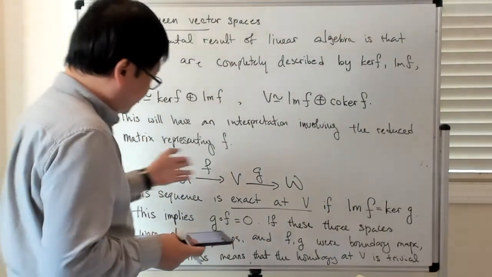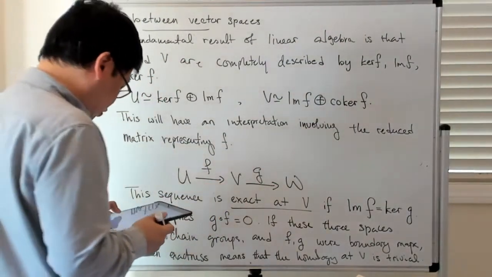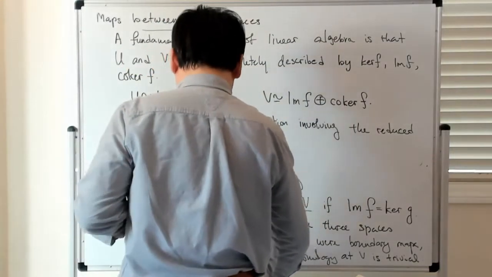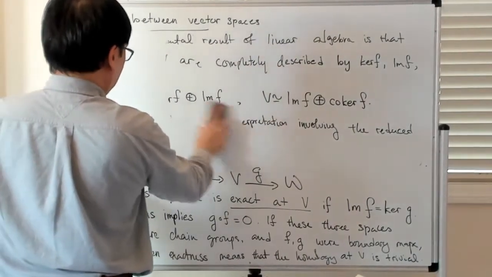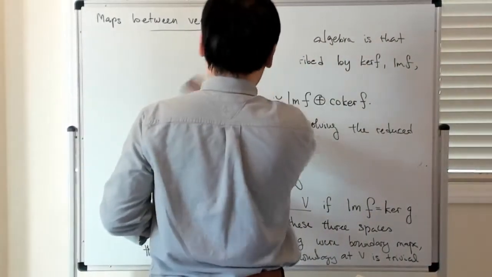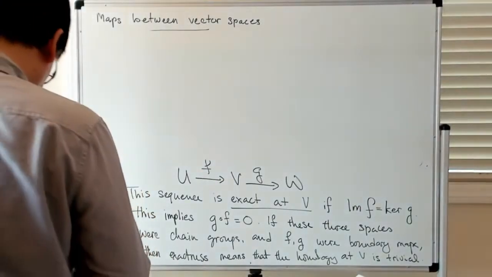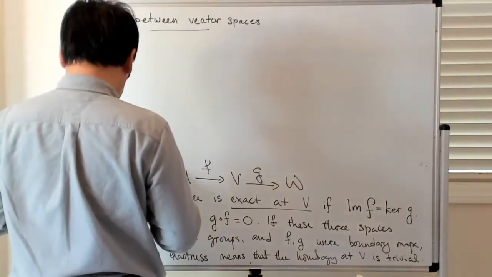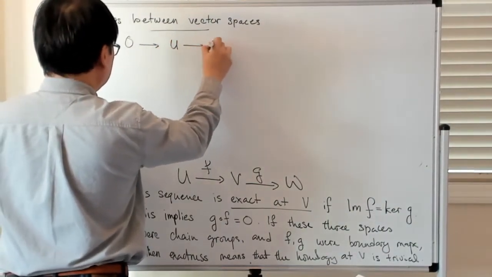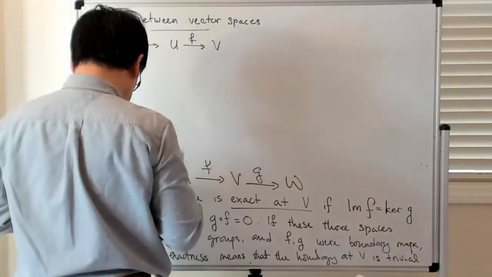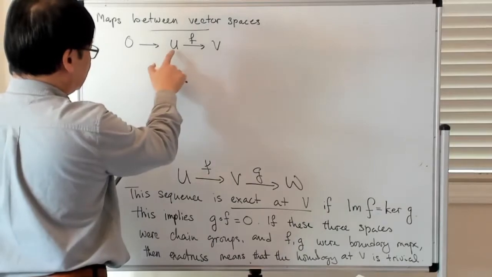But the point is that this idea of exactness of sequences is somehow more general than just what we see in homology. Okay, so let me give you simple examples of exactness and what that implies for certain spaces. So let's look at two short sequences, for example. Let's say that we have 0 maps to U maps to V, with a map F here. And let's just say that this sequence is exact at U.